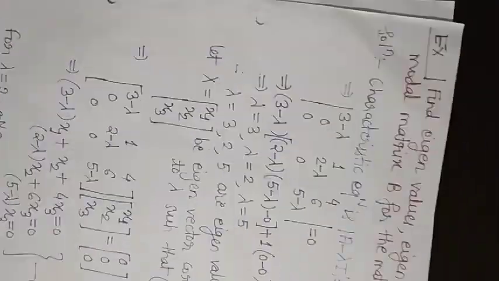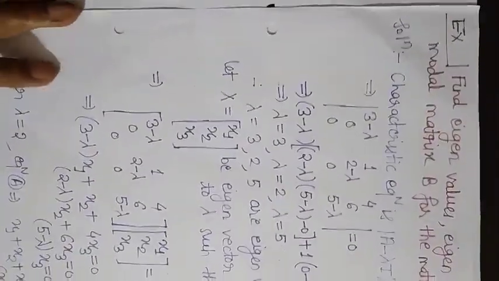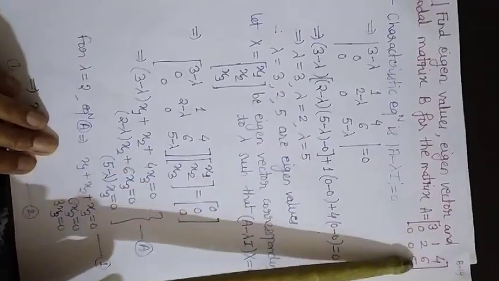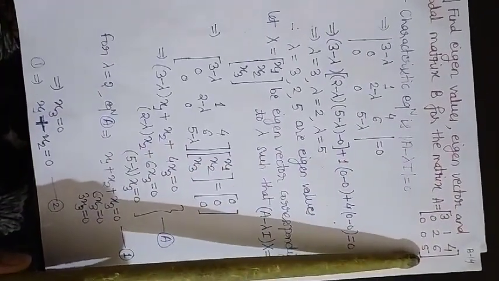Now let us take the last example, a very important example. Find again these three things: eigenvalues, eigenvectors and modal matrix for the matrix A = [3, 1, 4; 0, 2, 6; 0, 0, 5]. If you observe this carefully, this is nothing but an upper triangular matrix.